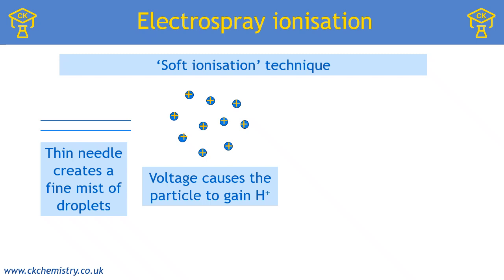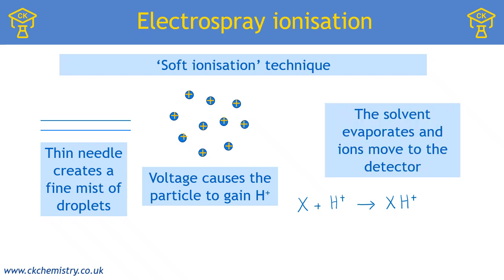So we could actually show this in an equation as well. So this time what we would say is X plus H plus goes to XH plus. So that's what's happening in this type of ionization. And then we actually need to get rid of the solvent because we don't want the mass of the solvent as part of everything that's going on.